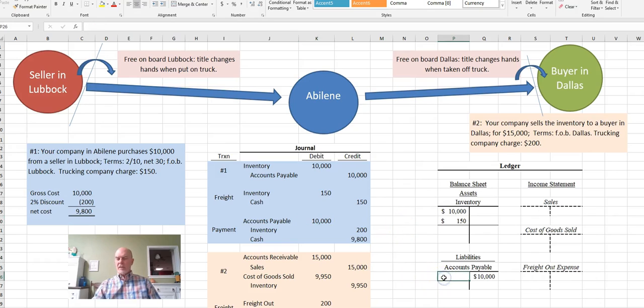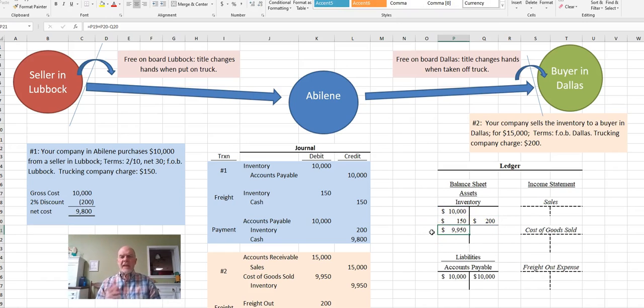Remember, that takes care of the entire liability. And the discount reduces the cost of the product, and so we'll credit inventory for that purchase discount. So now, in our inventory account, we have a balance of that $10,000 plus the freight in and minus that purchase discount. So the balance here is $9,950.